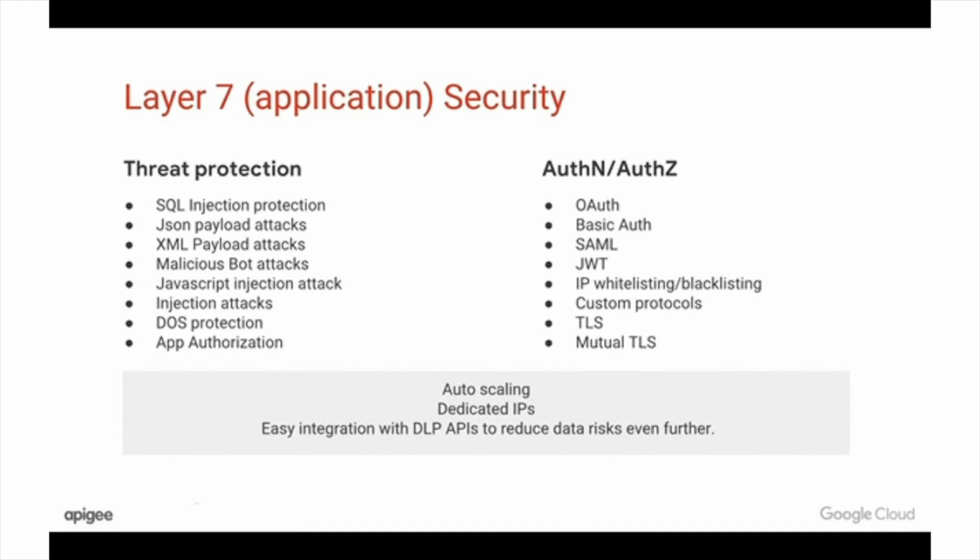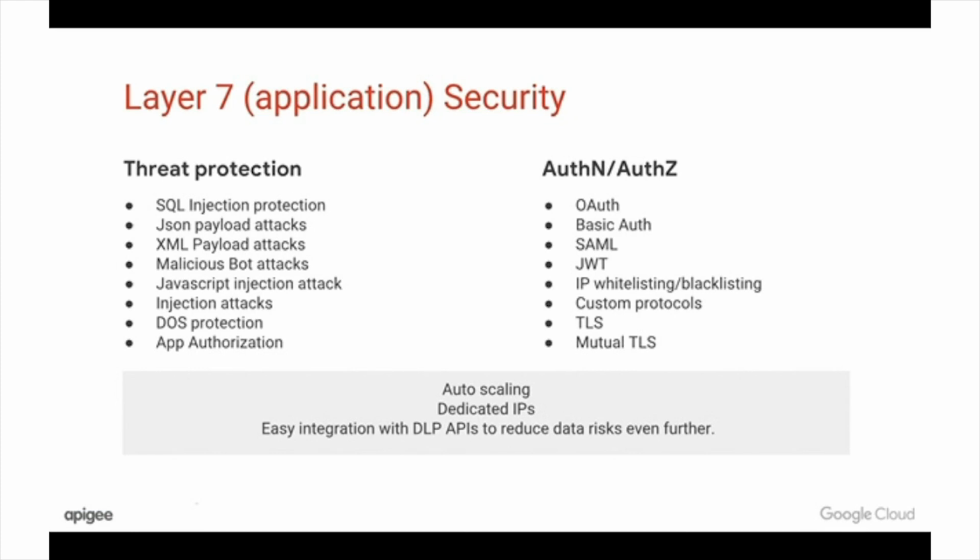So we need to think of what app authentication looks like, which is very often not considered. What does app authorization look like? Like which app has access to which APIs, which version of that API, what parameters of that API response does it have access to, how do you protect from malicious bots, from SQL injection, from other kinds of injection attacks, how to protect from DOS attacks.